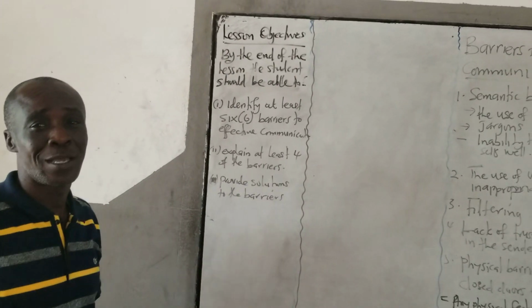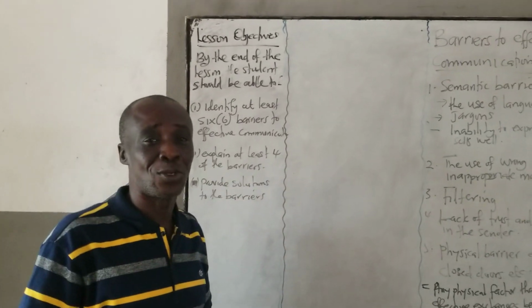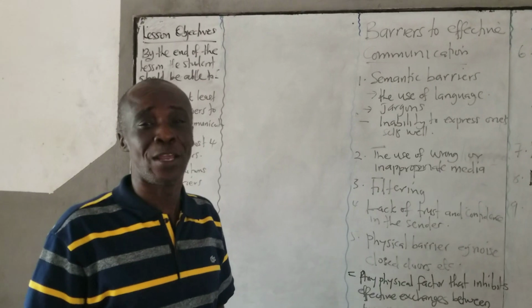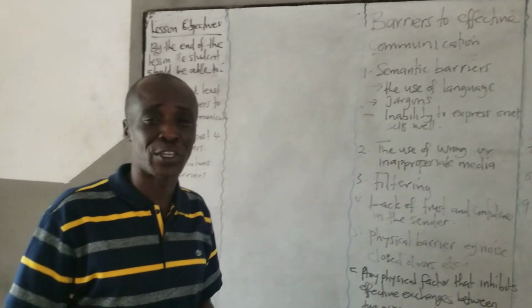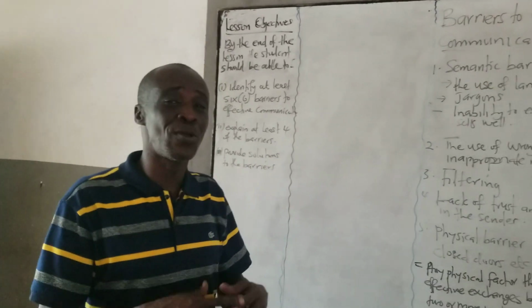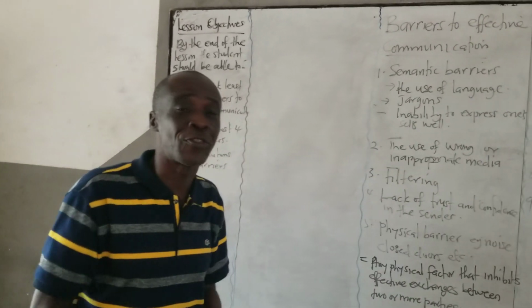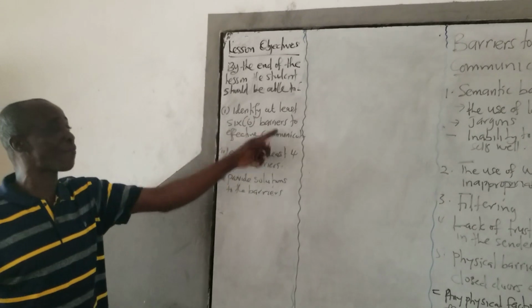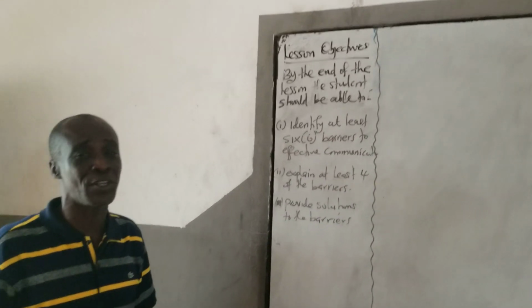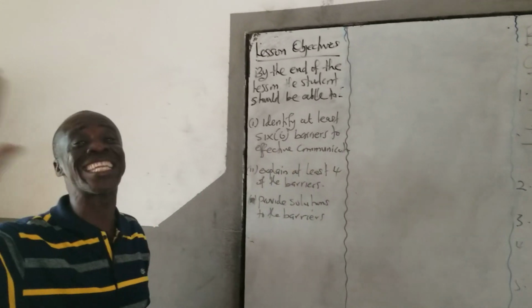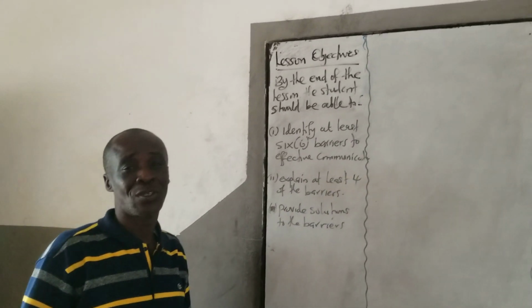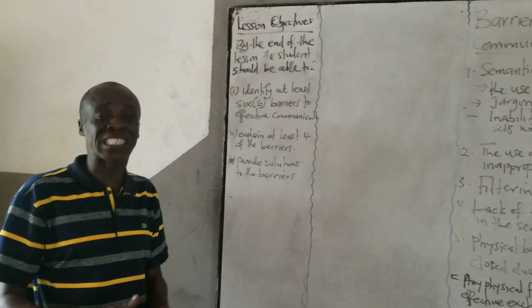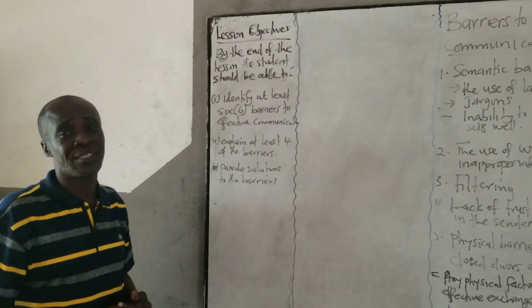We'll be looking at a very important topic so far as your level is concerned, so far as WASI is concerned. And we'll be looking at the barriers to effective communication. When we look at the barriers, then we look at how to overcome those barriers. So by the time you finish with today's lesson, you should be able to identify at least 6 barriers to effective communication. 6 factors that hinder effective communication. What makes communication ineffective? That is what we are looking at. They are the barriers.